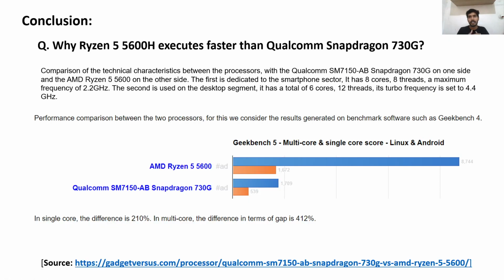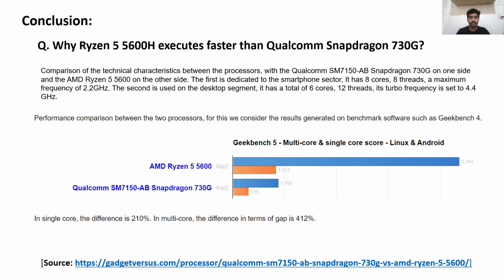So now we'll be seeing the reasons why this difference has been seen. First of all, we'll be dealing with how the Ryzen 5, that is the processor used in this laptop, executes the code faster than the Qualcomm Snapdragon 730G, which is used in the mobile phone. What is the difference?